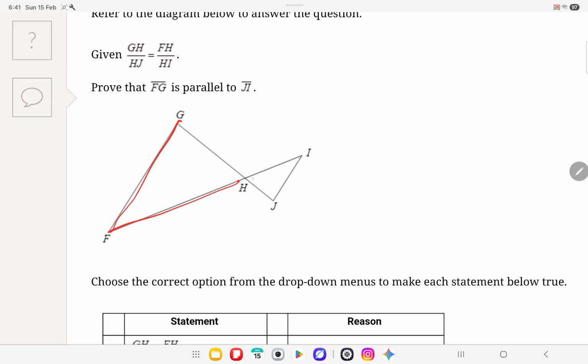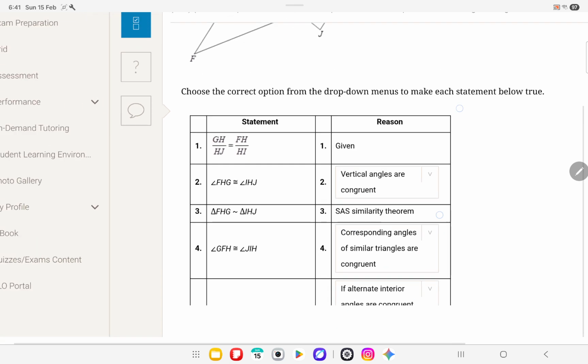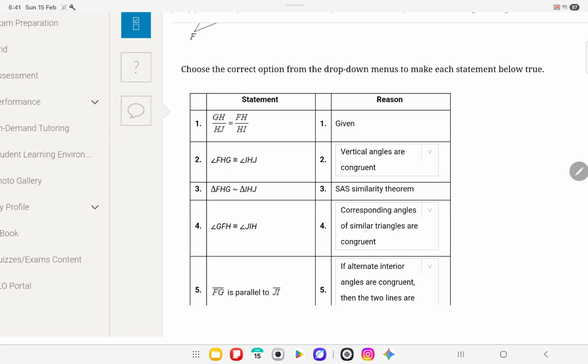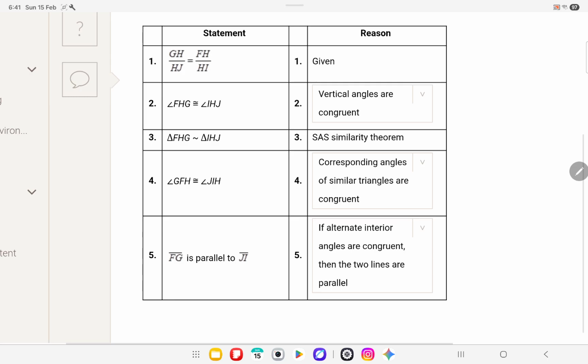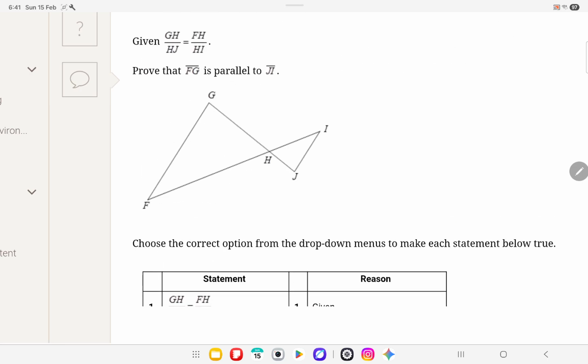GFH is congruent to GIH, the angles. They're congruent because we said that these two triangles are congruent, right? So if these two triangles are congruent, that means the corresponding angles of each triangle are congruent. So here, corresponding angles of similar triangles are congruent. That's it. Now we have FG is parallel to JI.